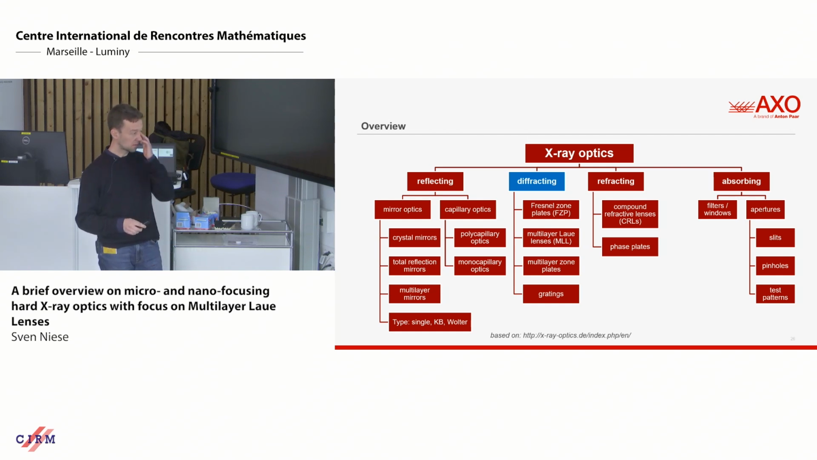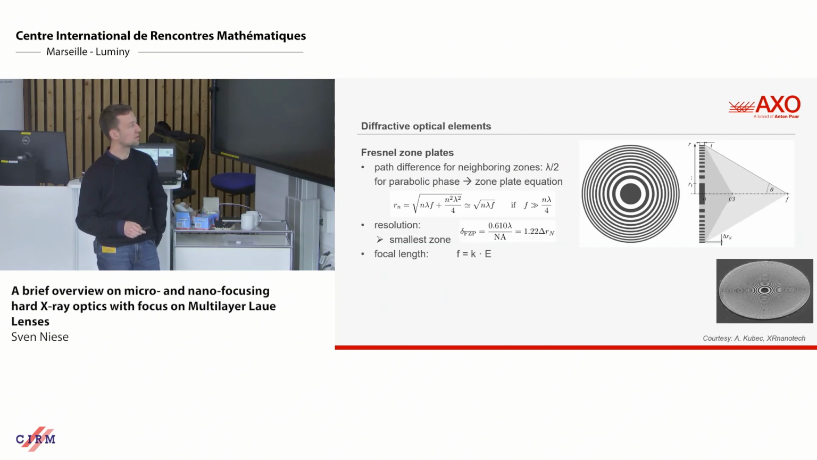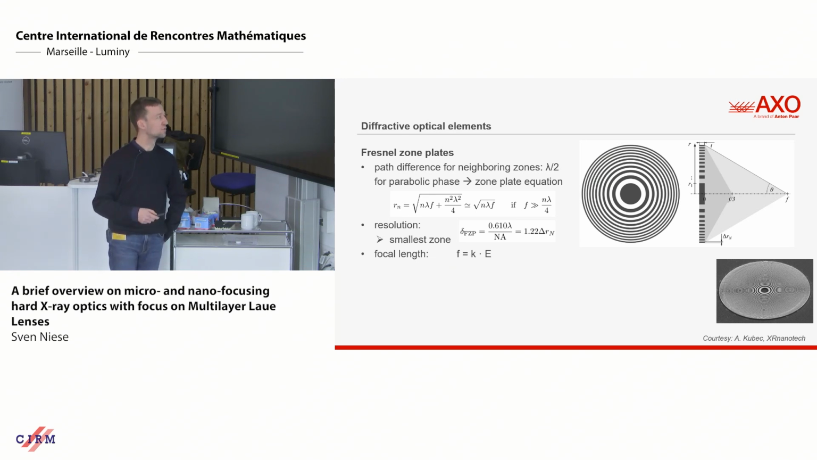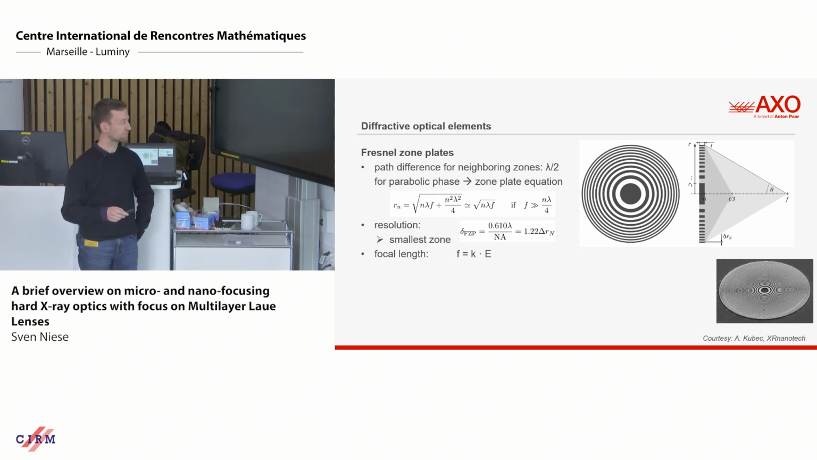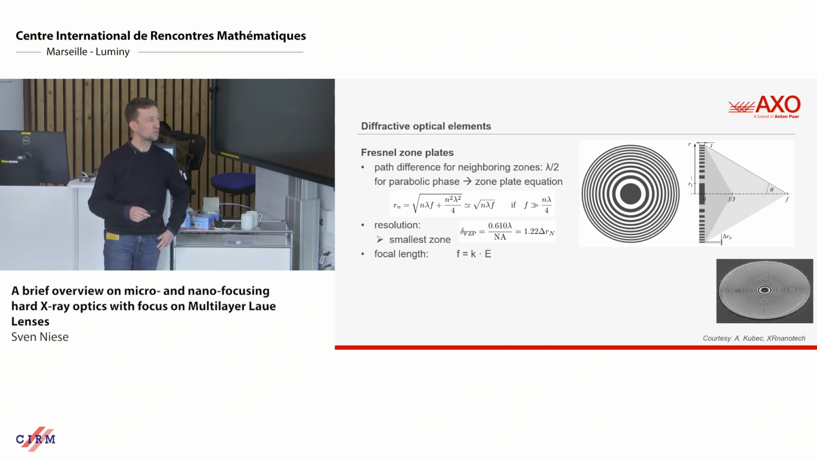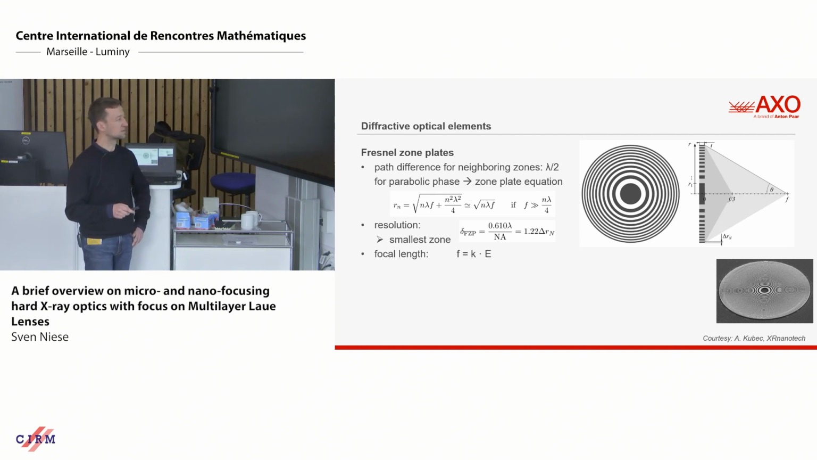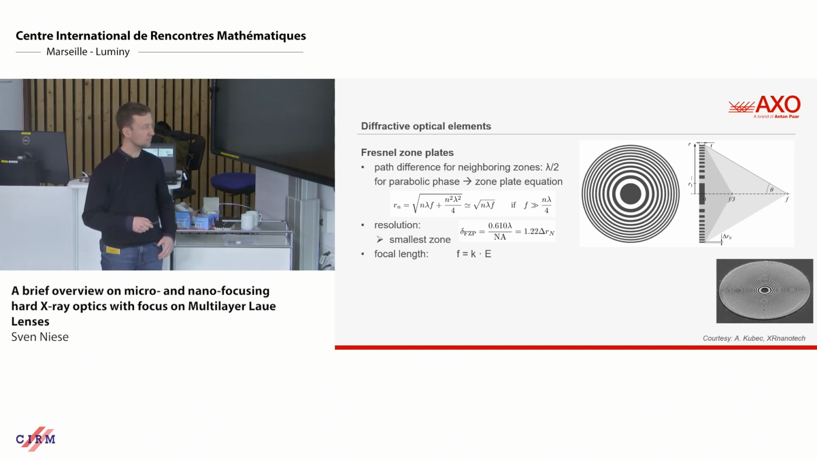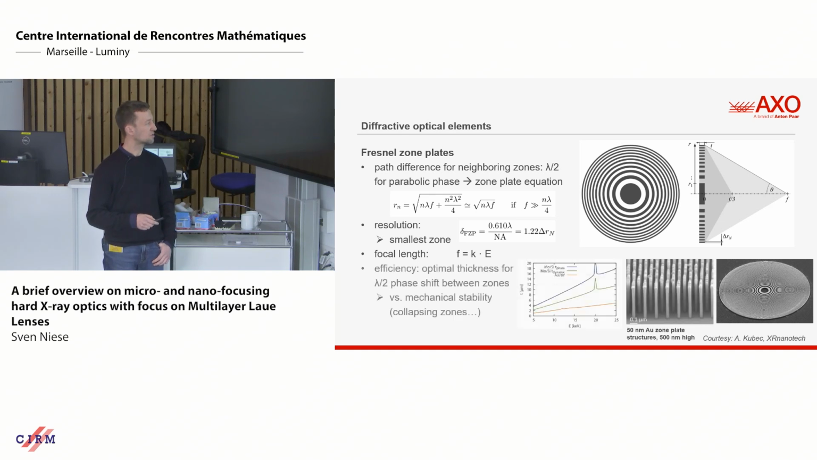Okay, so let's come to the last point, the diffracting optics. Fresnel zone plates are more common for imaging and focusing. So you have the zone plate law, which gives you the idea of how to construct your zones for constructive interference. The resolution can be calculated from the numerical aperture, or it's typically related to the outermost zone width, which is of the same order. Focal length is proportional to the photon energy, which means you have a chromatic lens compared to the other approaches.